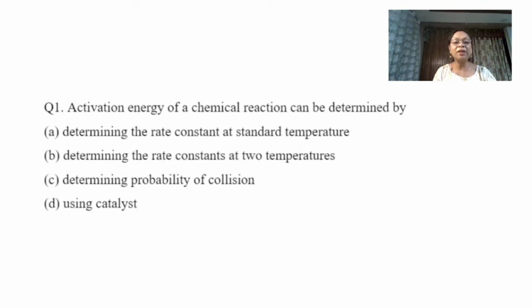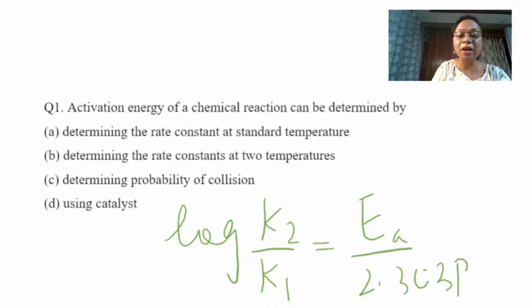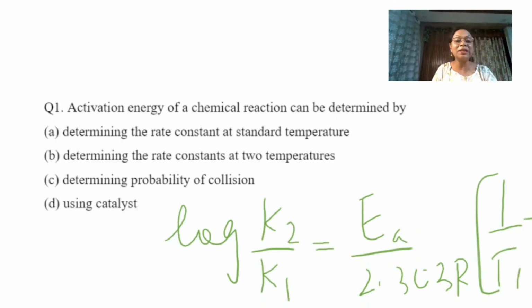Activation energy of a chemical reaction can be determined by... How can you determine the activation energy of a chemical reaction? We know the formula: log K2 by K1 is equal to Ea divided by 2.303 R times (1 by T1 minus 1 by T2). This is the formula connected with activation energy, so look at the options and find your answer.